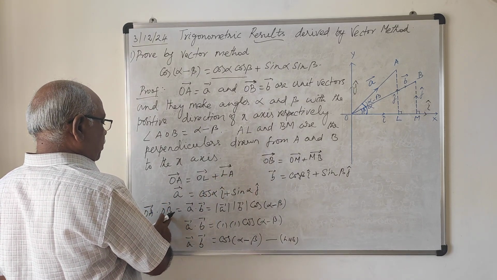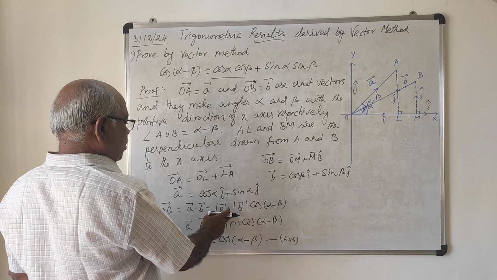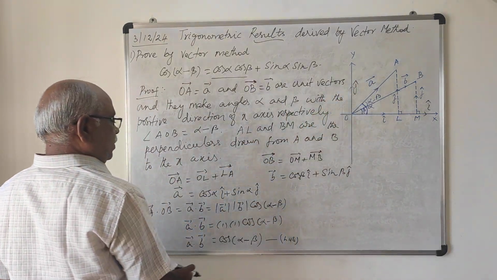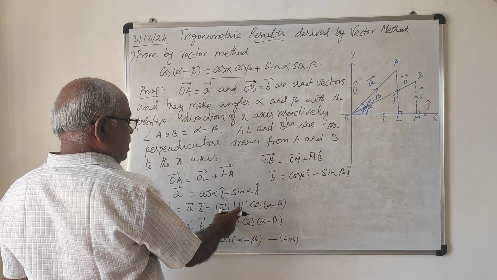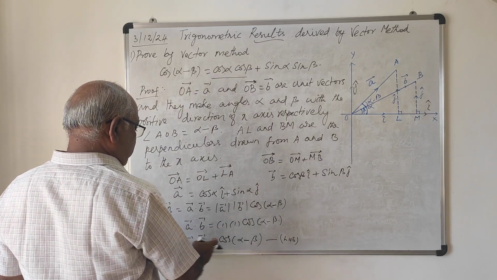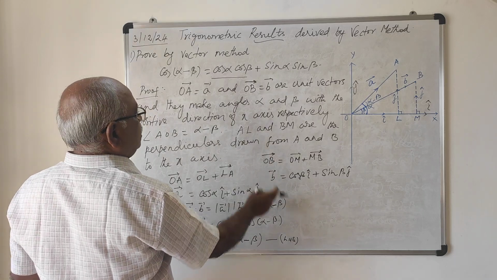A dot B, that is OA dot OB, is mod A into mod B into cos of the angle between A and B, which is alpha minus beta. A and B are unit vectors, therefore mod A and mod B are 1. So A dot B is cos of alpha minus beta. This is your left hand side.